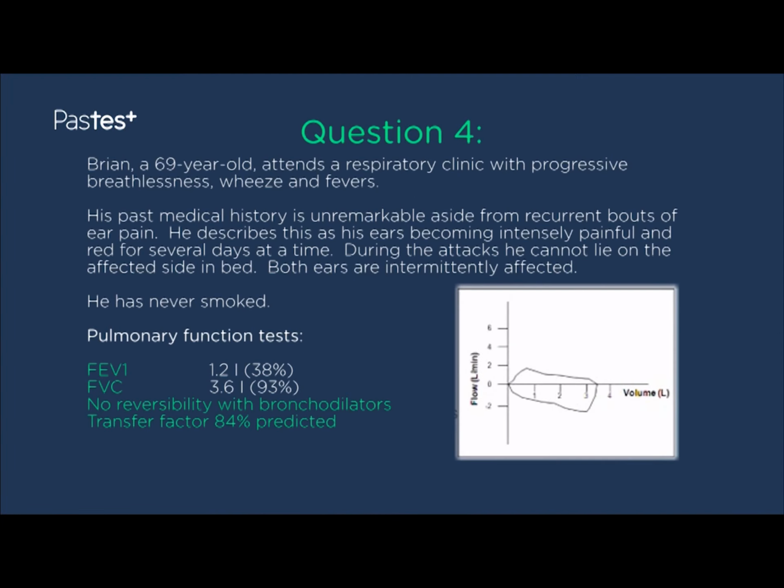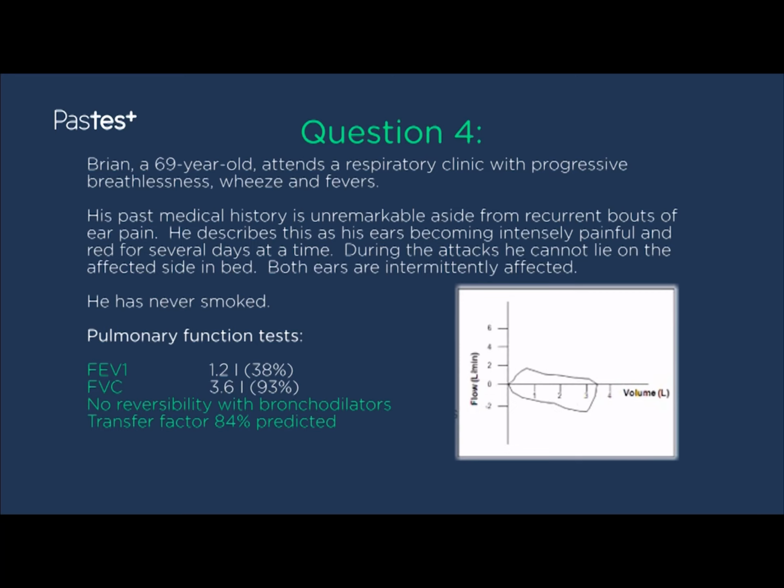Question 4. Brian. He's a 69-year-old man who attends a respiratory clinic with progressive breathlessness, wheeze, and fevers. His past medical history is unremarkable aside from recurrent bouts of ear pain. He describes this as his ears becoming intensely painful and red for several days at a time. During the attacks, he cannot lie on the affected side in bed. Both ears are intermittently affected.